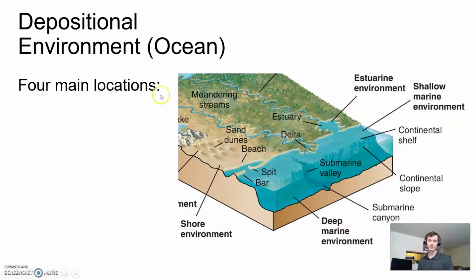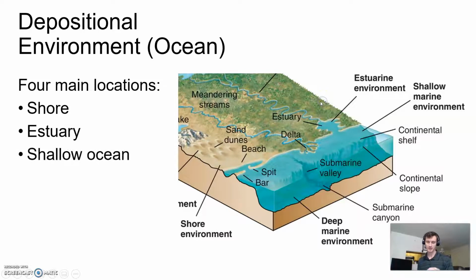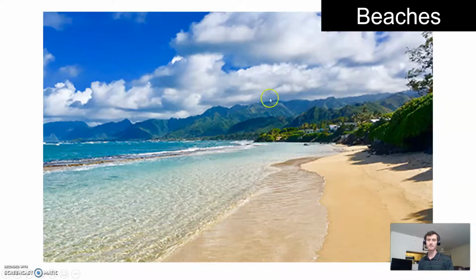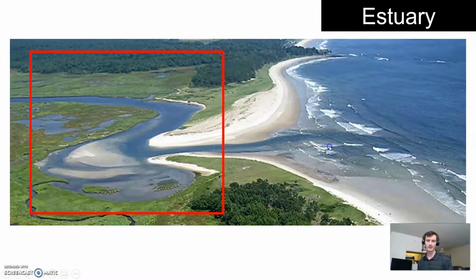On the ocean, we have our four main locations. We have near-shore environments. Think about beaches, estuaries, which we'll talk about in a little bit, shallow ocean environments, and then the deep ocean further offshore. Beaches, we have water, all the forces here at the coast, which are reworking the rocks which are close to the coast. They do this over and over, break it down, and we have sediment deposition right here.